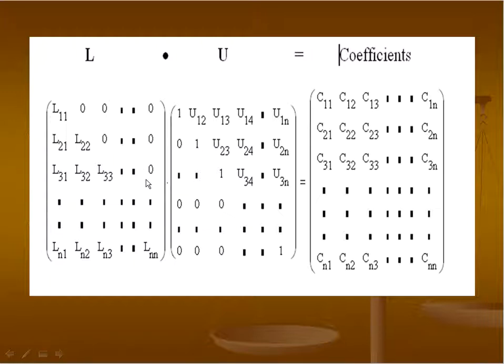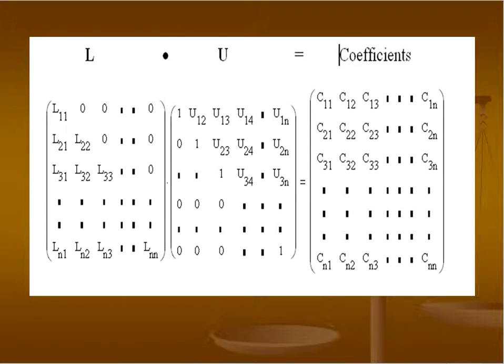Now L is set up so that there is a triangle of zeros right here in the upper right hand corner, and U is set up such that there are ones on the diagonals and everything below it is zeros. Capital L stands for an element in matrix L, and the subscript indicates its location. So this item is in row 1, column 1 of matrix L. This item is in row 3, column 2 of matrix L. Same thing with U. This item right here is in row 1, column 3 of matrix U. And same thing with capital C.